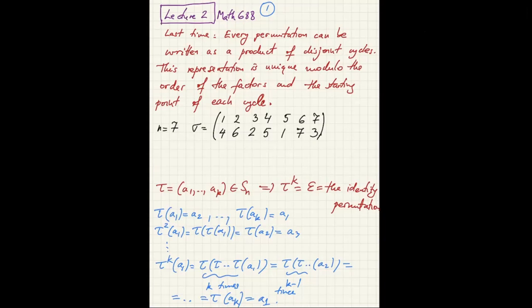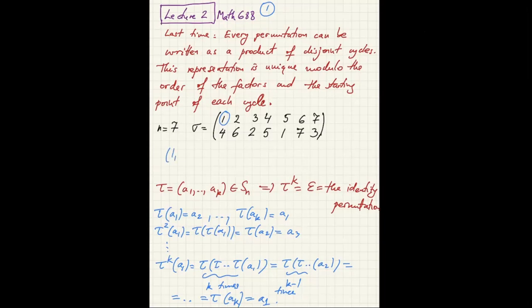Say we have n equals 7, and our permutation is the one listed below. An easy way to get the representation of sigma as a product of disjoint cycles is to start with the first non-fixed point of the permutation, in this case this point is 1, and see where this is mapped by the permutation.